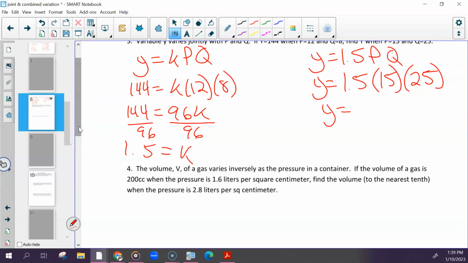Eva. 562.5. The check for the jointly, you would have to take the number you found and the numbers you were given, 15 and 25, divide those and see if you get 1.5. So there's a little bit more work with those check process. Questions on that one?